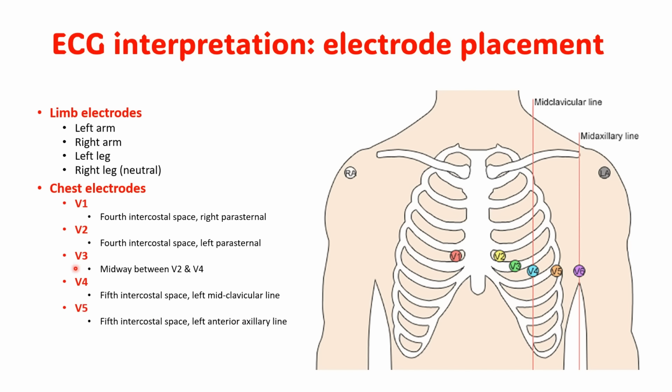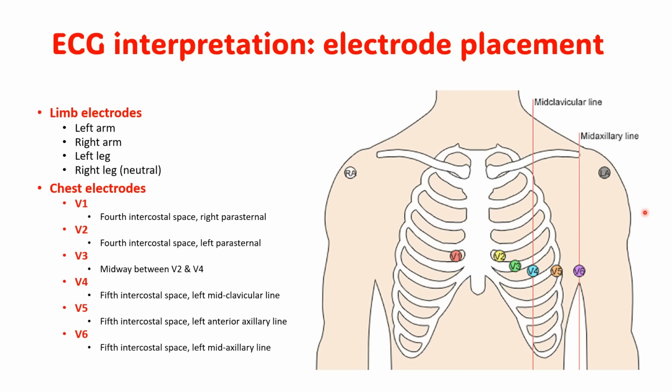And then if we go back to V3 for a second, we know that that's going to be midway between V2 and V4. And then we have V5, which is at the fifth intercostal space, left anterior axillary line. The left anterior axillary line isn't drawn on this diagram, but where I'm putting my laser pointer is where you'd imagine it would be. And then V6 is at the fifth intercostal space, left mid axillary line. So we can see V6 here in the purple.